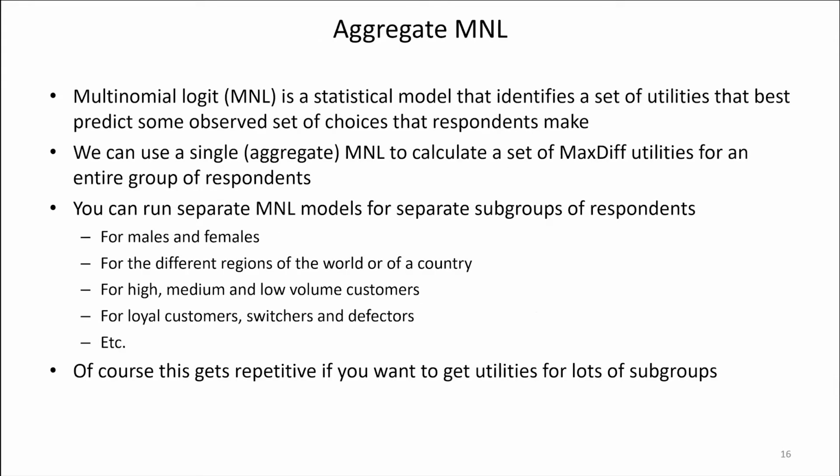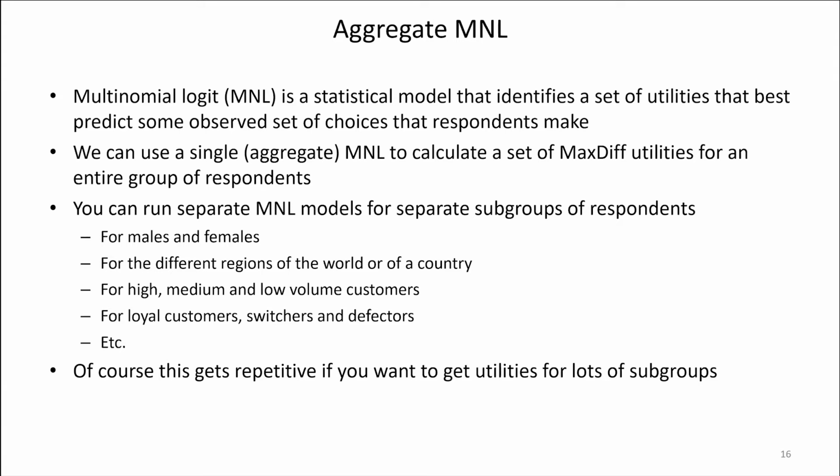If you wanted to go the statistical modeling route, which is typically what we do, because once we have the MaxDiff design in our software, it's actually trivially easy to run these analyses. One of them is what's called an aggregate logit. Multinomial logit is a statistical model that identifies a set of utilities that best predicts some set of observed choices. Whether we're doing choice-based conjoint or menu-based choice or adaptive choice-based conjoint or MaxDiff, we're forcing people to make choices. And then the statistical model analyzes those choices and creates utilities.